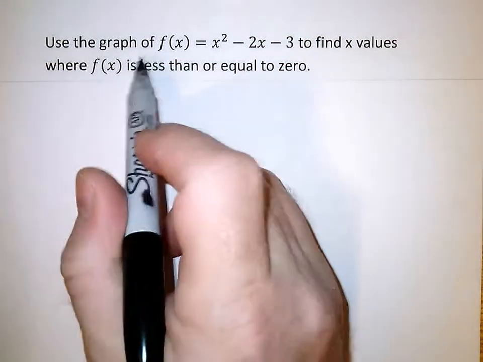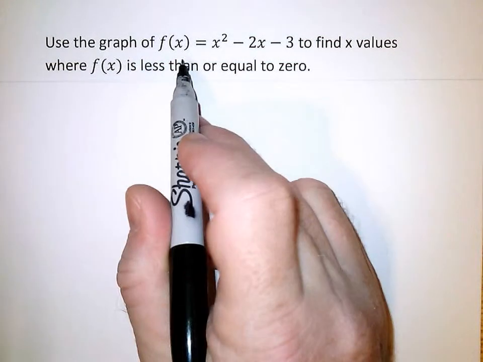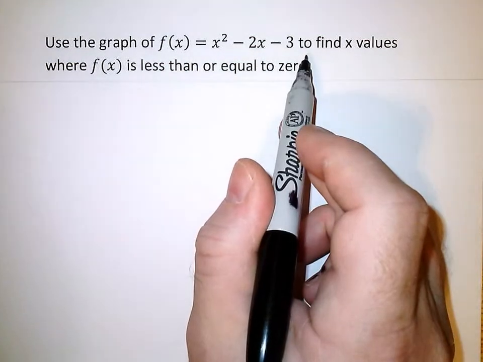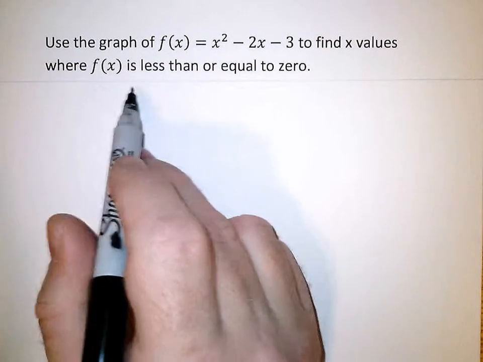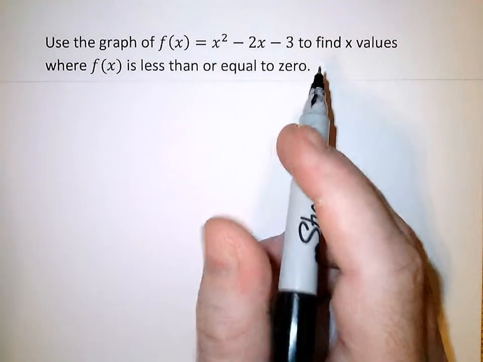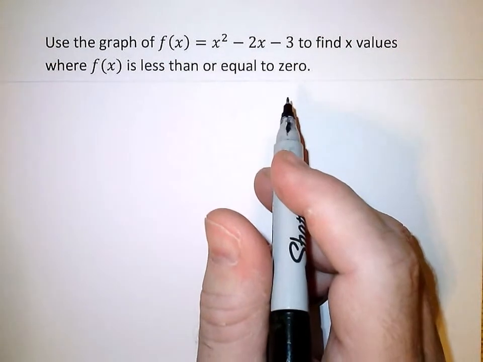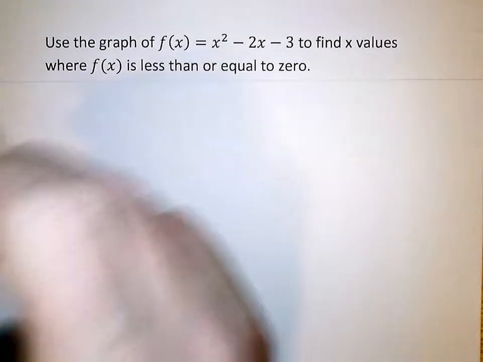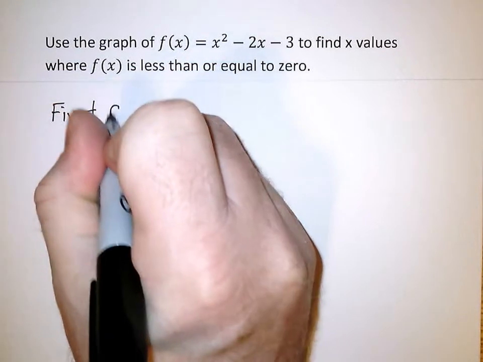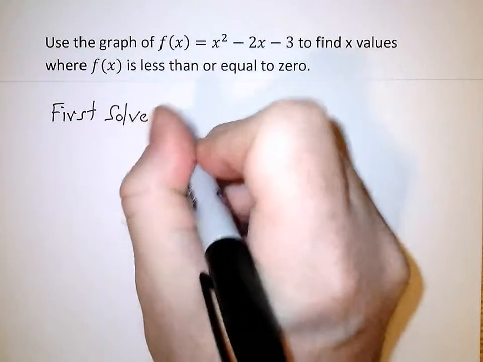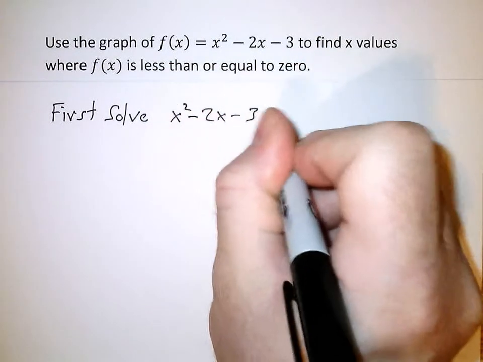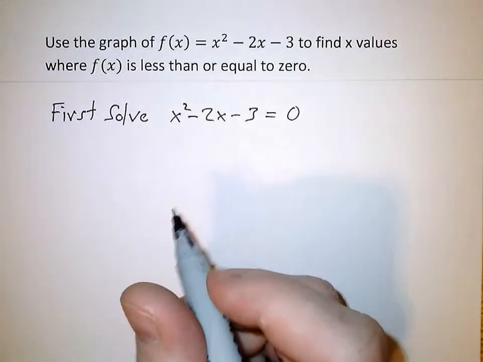Okay, here's a problem where we want to use the graph of this quadratic, f of x is x squared minus 2x minus 3, to find values where it's less than or equal to 0. So we want to sketch this, and to help us sketch this, we want to find the x and y intercepts. And so we would first want to solve x squared minus 2x minus 3 equals 0.